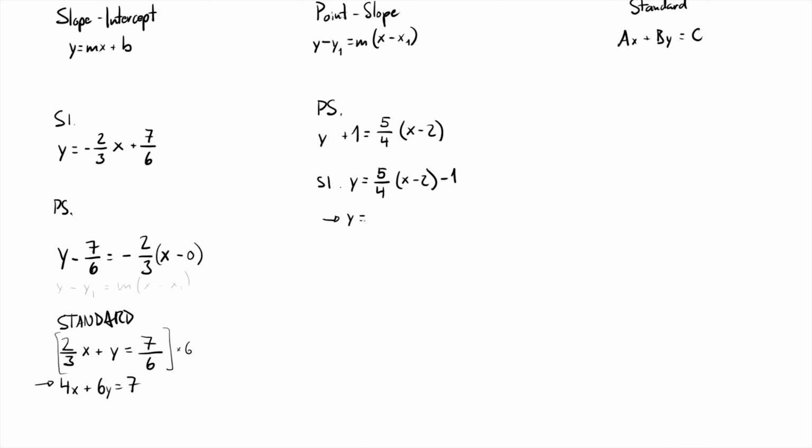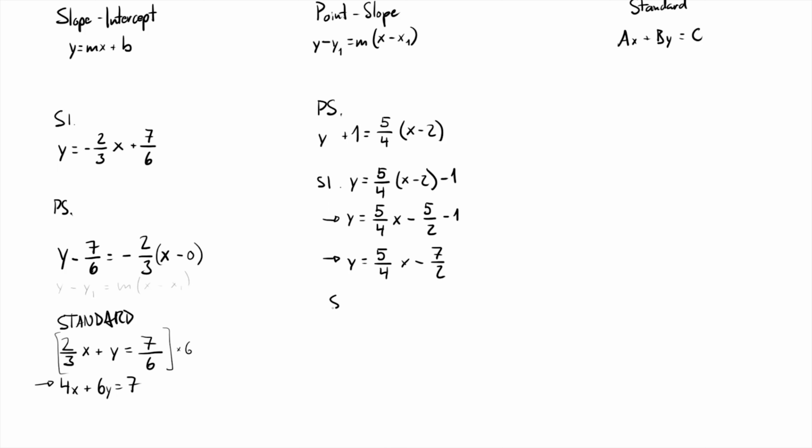So we're going to have y is equal to 5/4x minus 5/4 times negative 2, which is going to get us a negative, and then the 4 and the 2 will simplify, and we'll get 5/2, minus 1. And hopefully you can see where this is going. We're going to have y equals 5/4x, and then we have negative 5/2 minus 1, so that's going to be negative 7/2. And now we have our slope-intercept form. Okay, so y equals mx plus b.